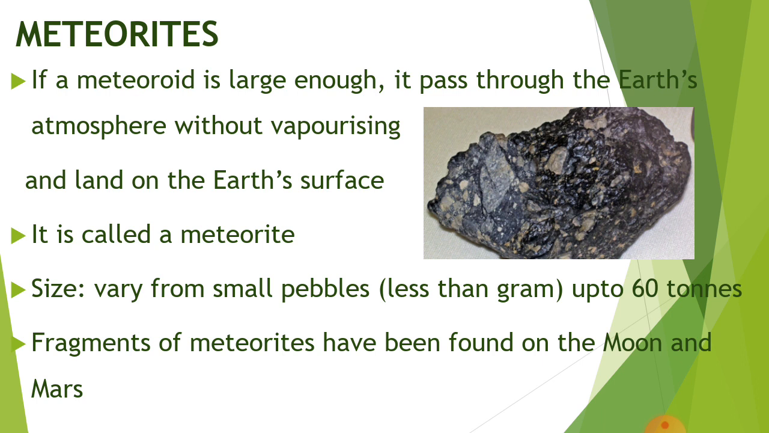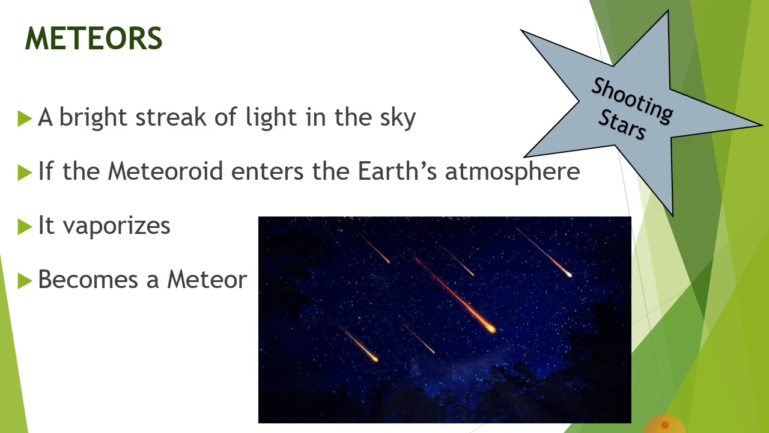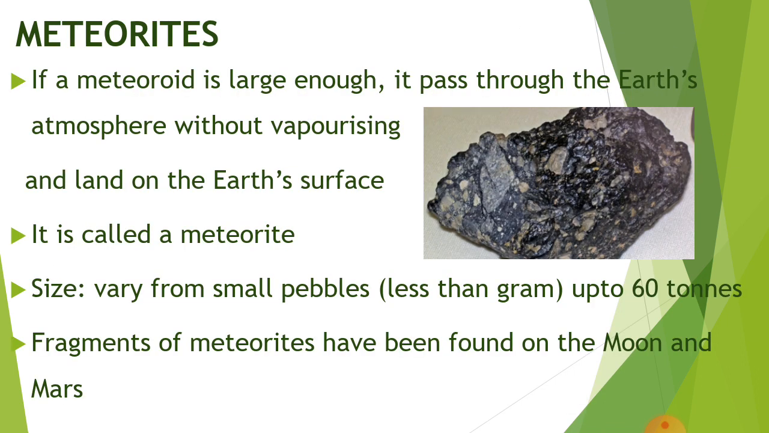Meteorites. If a meteoroid is large enough that it passes through the atmosphere, doesn't vaporize and lands on the Earth's surface, then it is called a meteorite. Previously, we know that a meteor is a shooting star and it vaporizes because of heat. But if it is a bigger one, it will resist the heat and it will not vaporize. It reaches the earth's surface. It is called a meteorite.